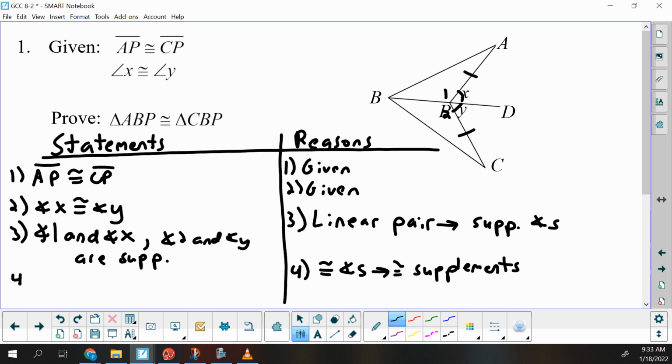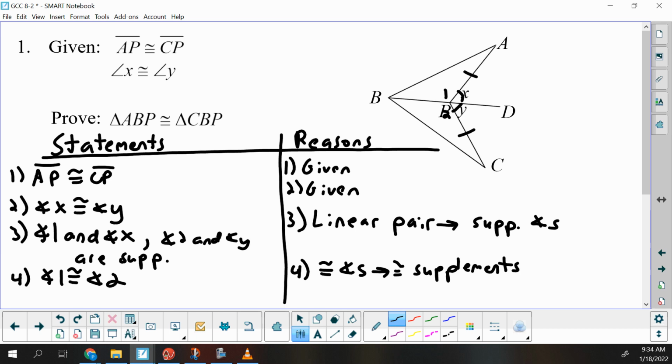Now our statement. Congruent angles means we already had congruent angles. That's our X and Y. This is implying their supplements should be congruent. Well, those are the ones that they're supplementary with. So that means that angle 1 is going to be congruent to angle 2.